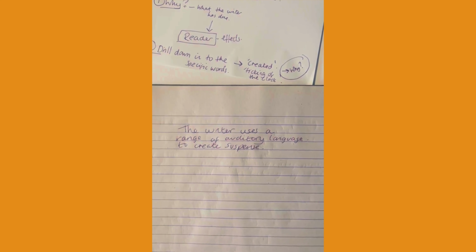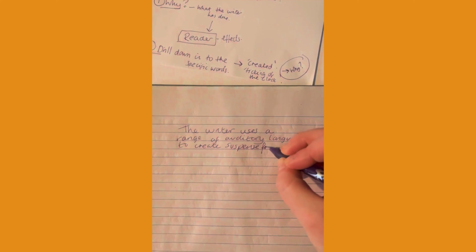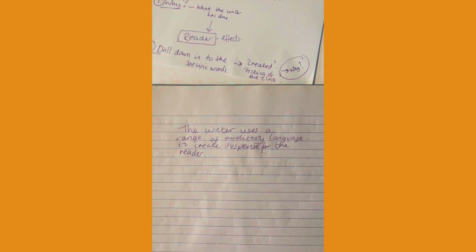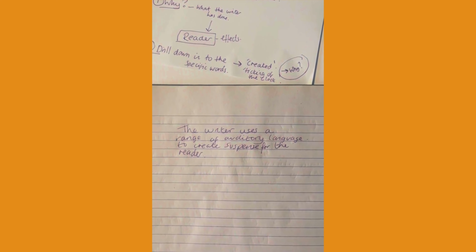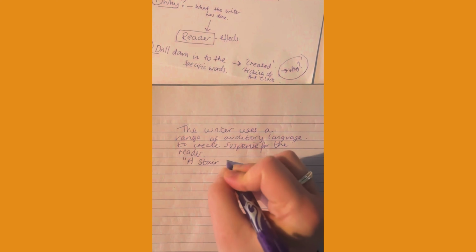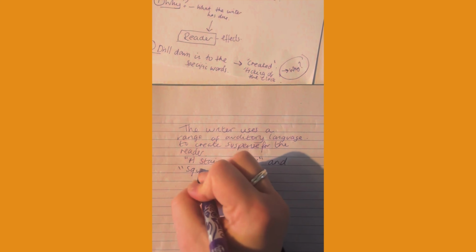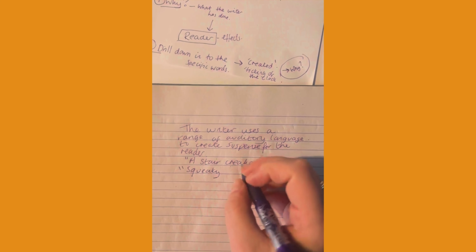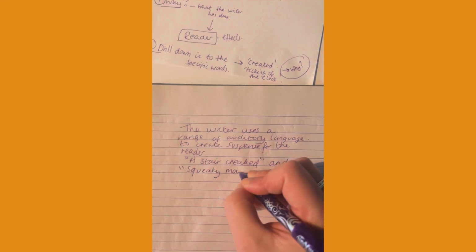It also will remind you that that's what your answer should contain and that is our focus, to create suspense for the reader. There we go. The first part is done. Link to the question. Then what we need to do is use our quotes. We've got a couple for this one. We've got a stair creaked. And we will also, let's use the mouse one, and squeaky mouse scurried.